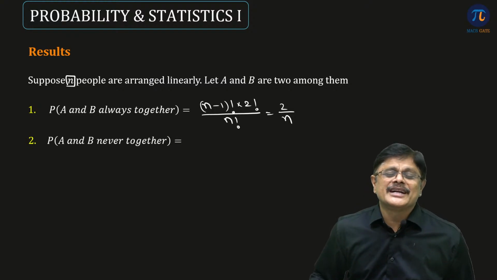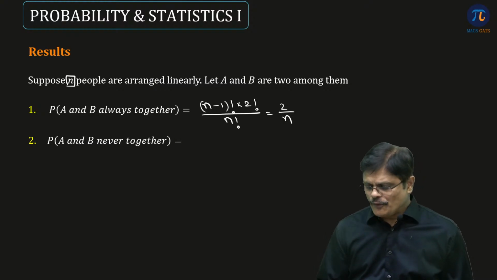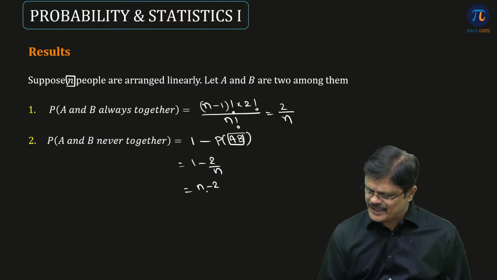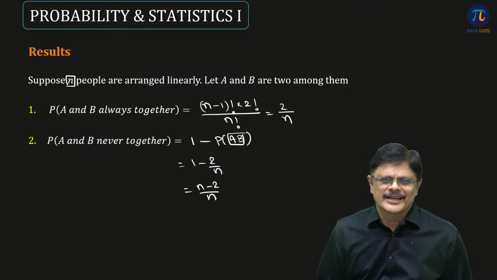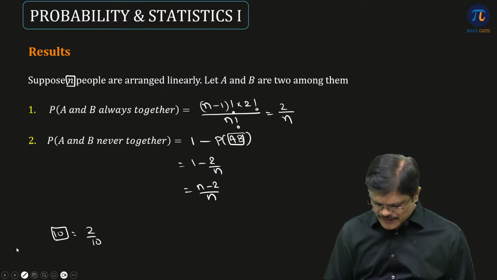What is the probability that A and B are never together? For this, the answer is 1 minus the probability of AB always together, which is 1 minus 2 by n, which is n minus 2 by n. And that is the answer. So if you have 10 people, what is the answer? 2 by 10 for AB together.